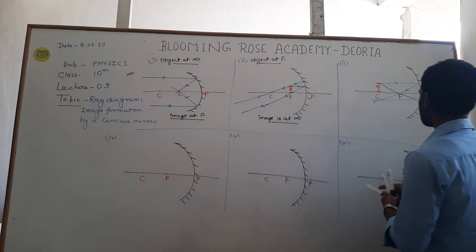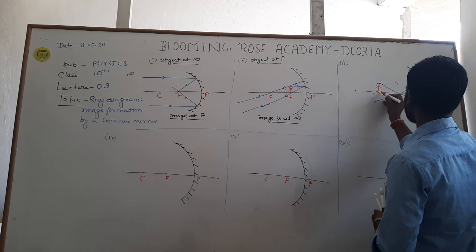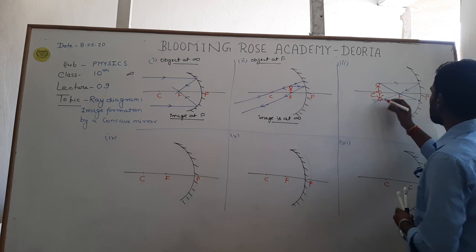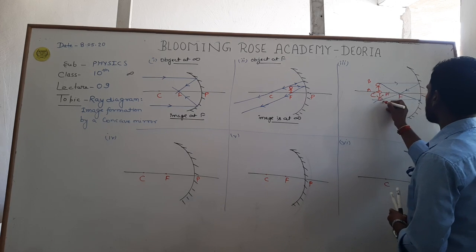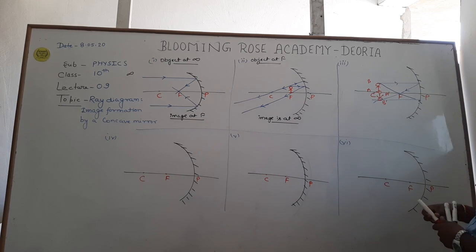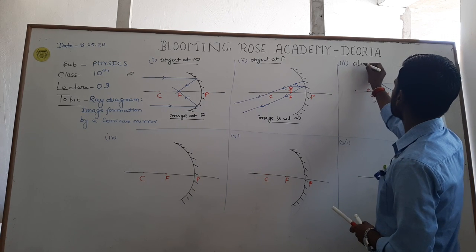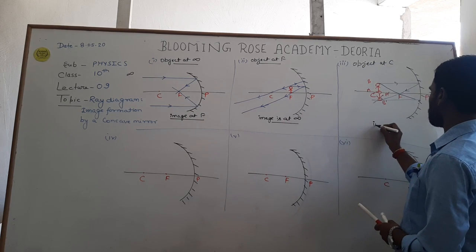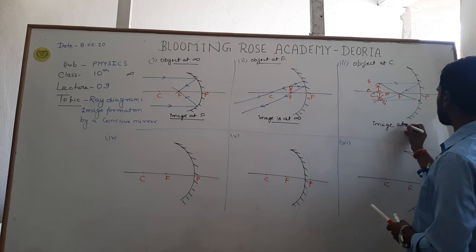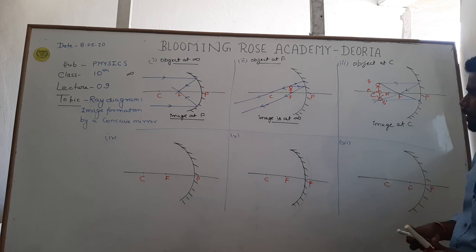Here you can see that this image is also at the center of curvature, and the image is real and inverted. Here you can easily see that it is C. Here the object is AB, but the image is A dash B dash. So you can see that when the object is placed at the center of curvature C, the image is at C also. Here the size is equal, and it is real and inverted.